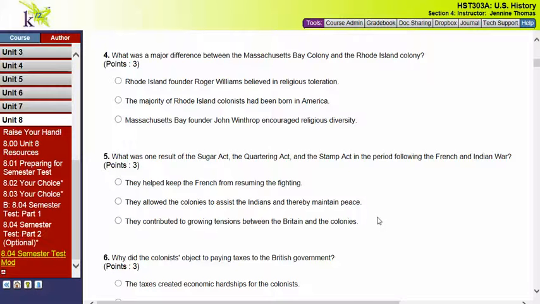Number 5, what was one result of the Sugar Act, the Quartering Act, and the Stamp Act in the period following the French and Indian War? They helped keep the French from resuming the fighting. They allowed the colonies to assist the Indians and thereby maintain peace. They contributed to growing tensions between Britain and the colonies, that should say. So it should say they contributed to growing tensions between Britain and the colonies.